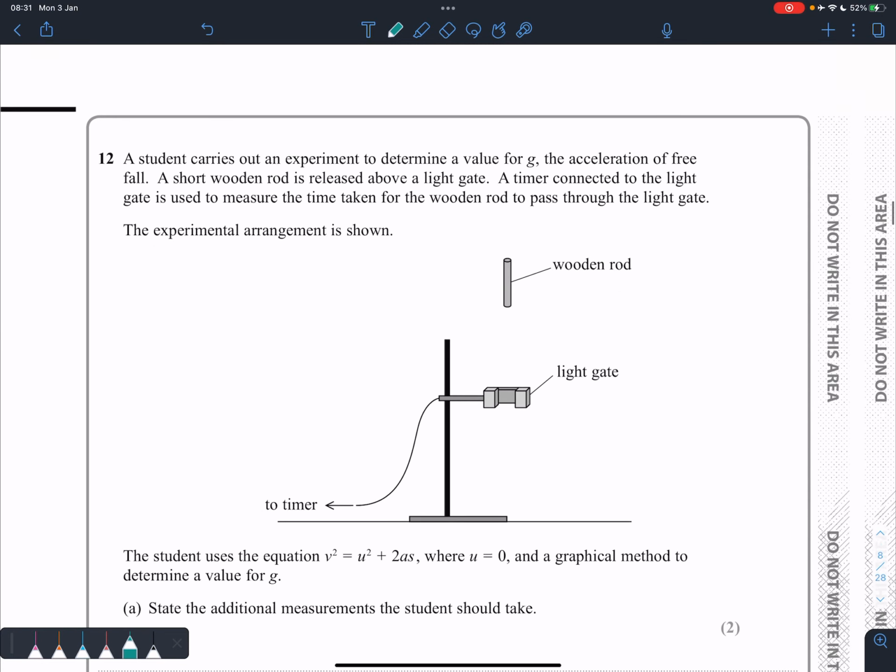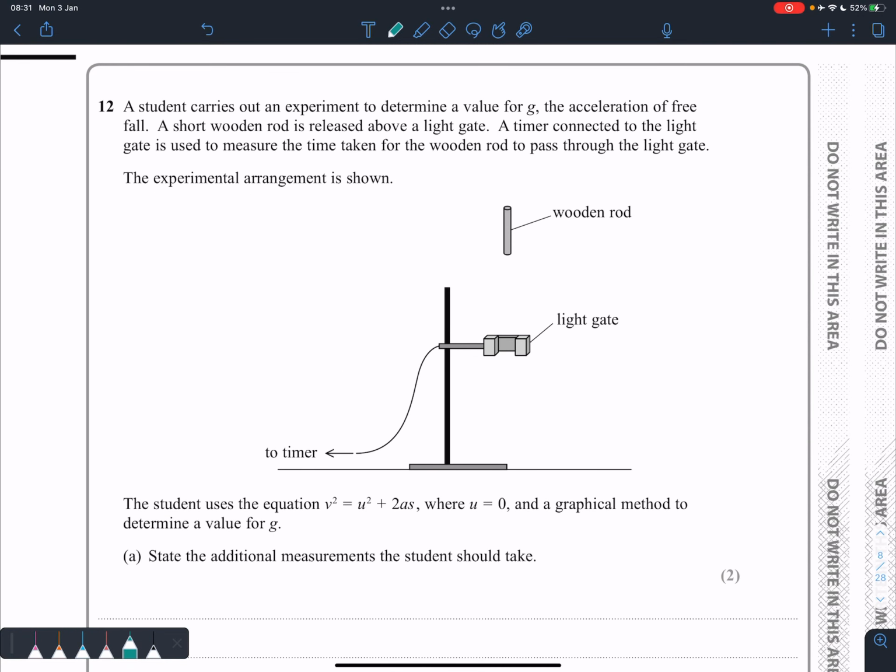Okay. Question number 12, sorry. This one, it's an experiment for measuring the acceleration due to gravity, and the student is going to use the equation v squared equals u squared plus 2as, where u equals 0, and a graphical method to determine the value for g. So we're going to be finding out v. And then we're going to be finding out a from that.